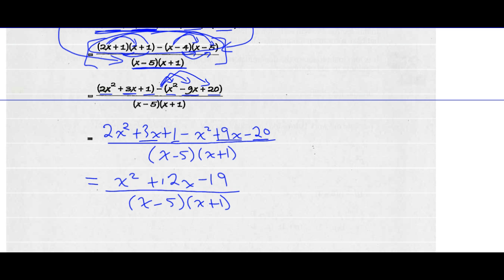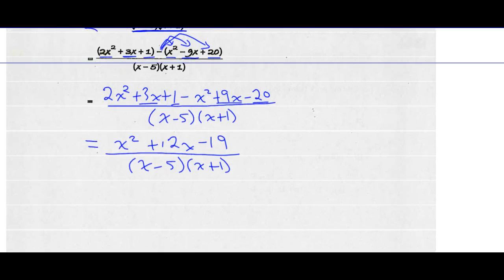I would now look at my numerator and see if I could factor that numerator. If you recall from grade 10 and 11, how to factor a simple trinomial: what two numbers add to 12 and multiply to negative 19? Well, there aren't any, so that numerator can't be factored, so we can't simplify this expression any further.